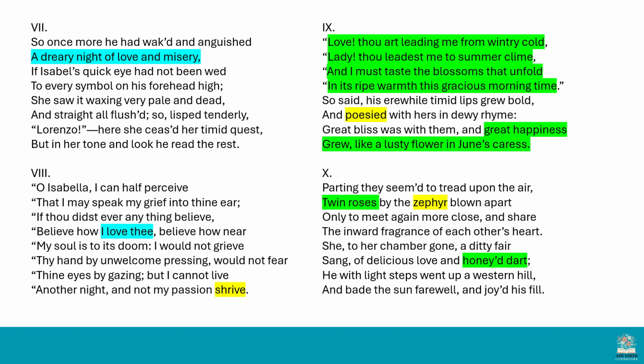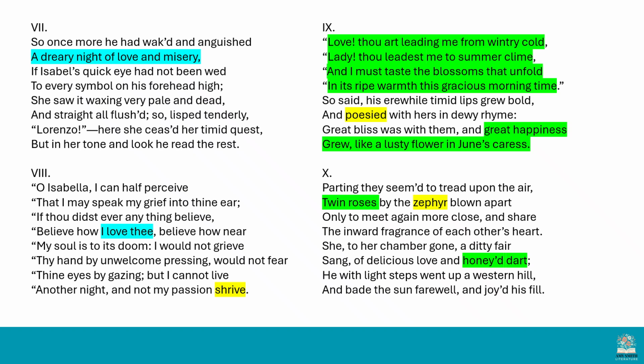Stanza 10, parting they seem to tread upon the air, twin roses by the zephyr blown apart. Again, we've got that imagery of nature, of flowers. A zephyr is a west wind or a gentle wind, so this suggests that yes, they can be together, but inevitably they're going to be separated every so often. So a little seed of doubt here from Keats. Only to meet again more close and share the inward fragrance of each other's heart. Oh, that is beautiful.